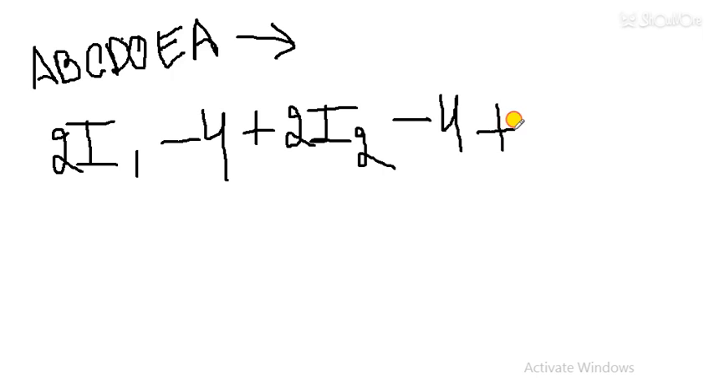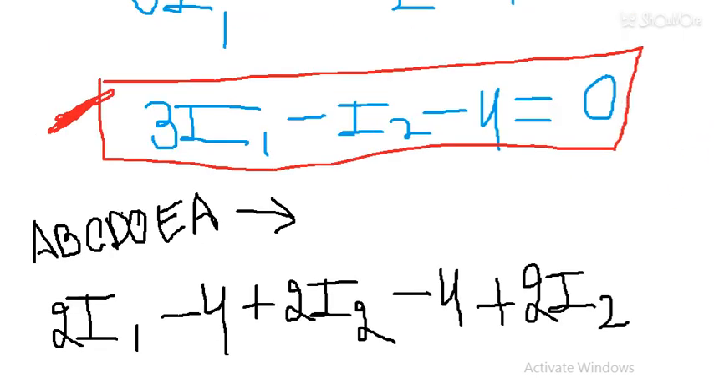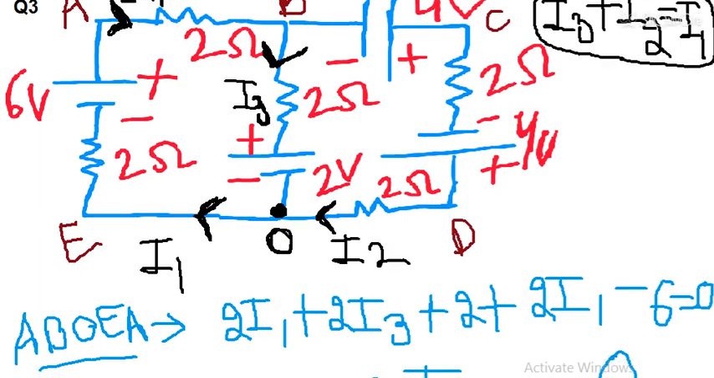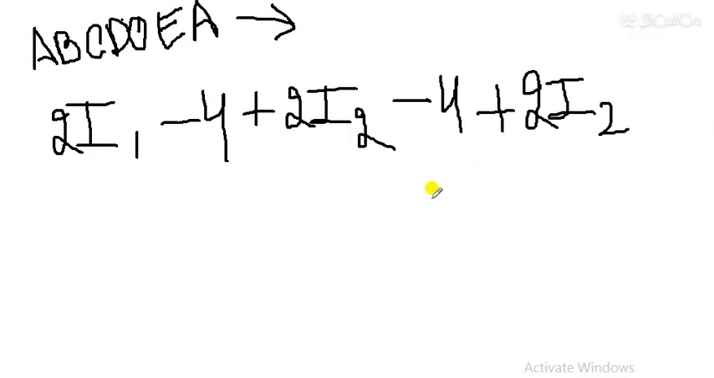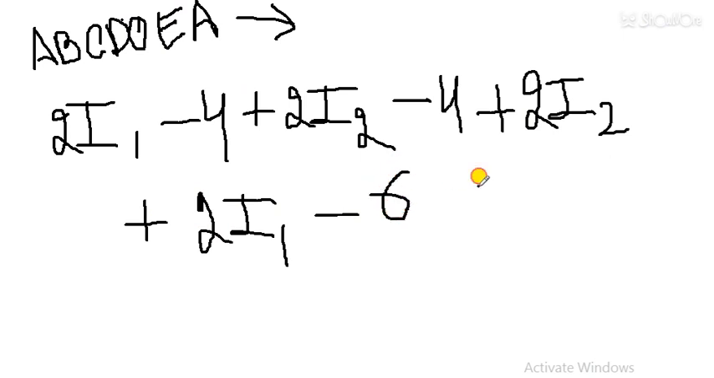Students, these type of questions appear sometimes lengthy, but if you solve it step by step in 5 to 10 minutes, you can easily solve it. Sometimes it's consuming because I have to see the question. So 2I2 then plus 2I1, plus 2I1 again, minus 6. So students, this is the equation of closed path A, B, C, D, O, E, A.